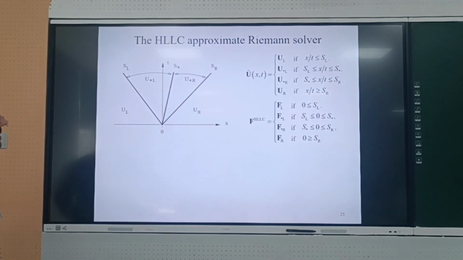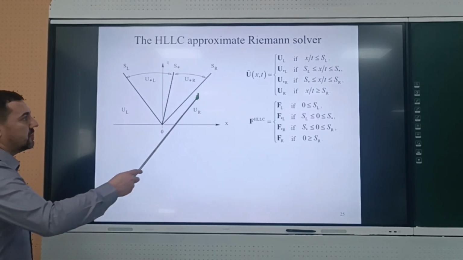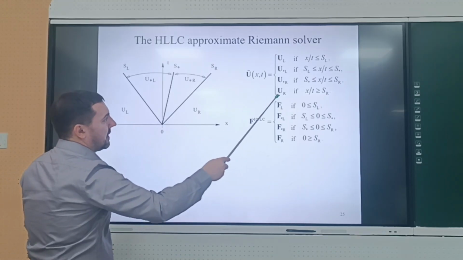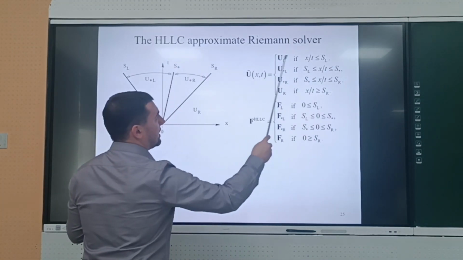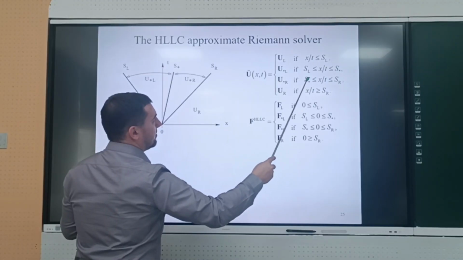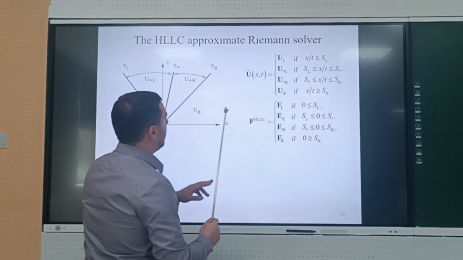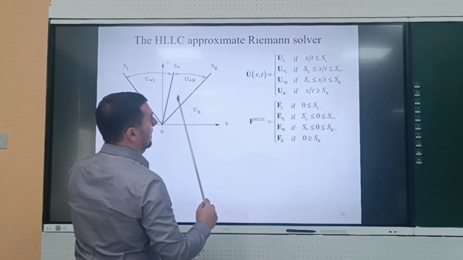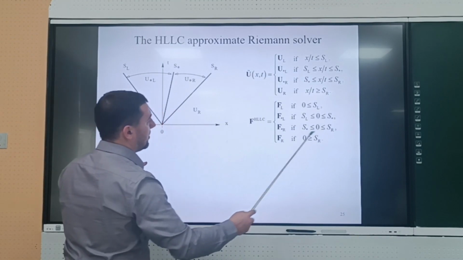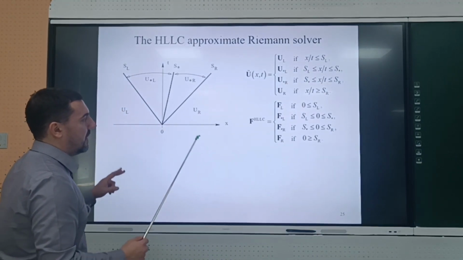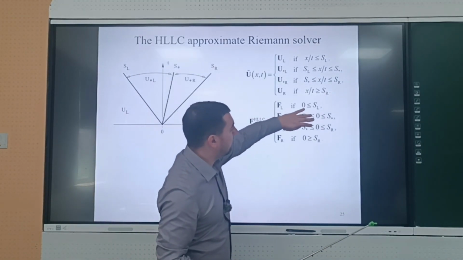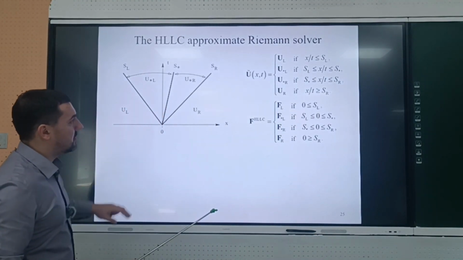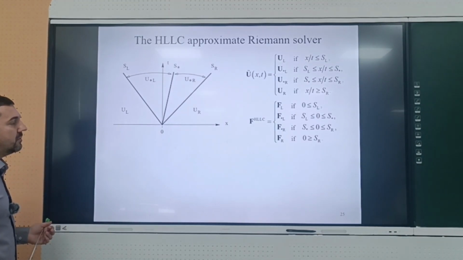Now, in HLL we introduced U tilde with three states, UL, UR, and here we had U HLL, right? Between SL and SR. Now we have S star, we have two states, U star L and U star R. And just in the same manner for the HLLC flux. For HLL we had only one part here, and now we have two parts, because we have two states, because we introduced the contact discontinuity.